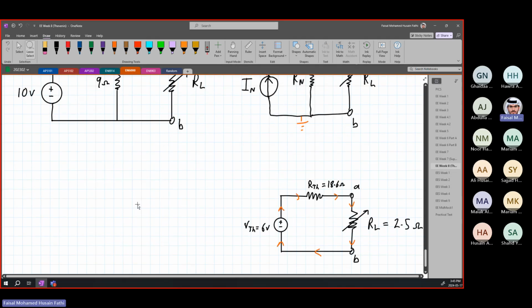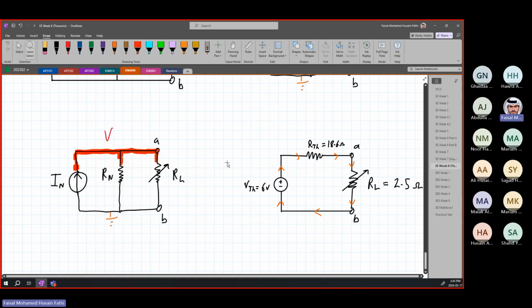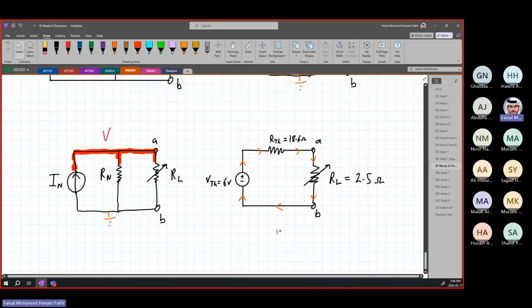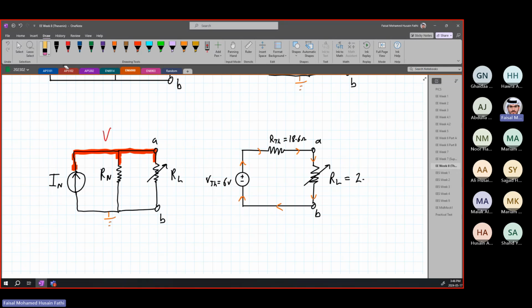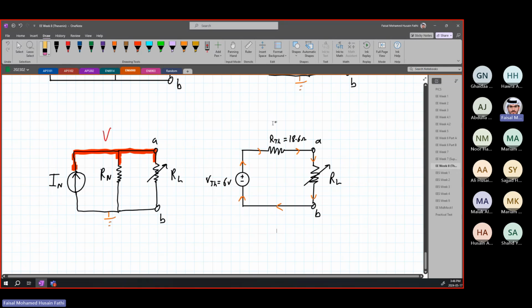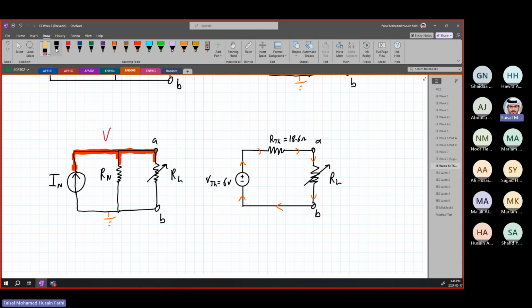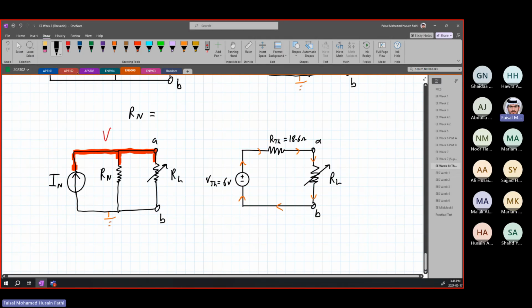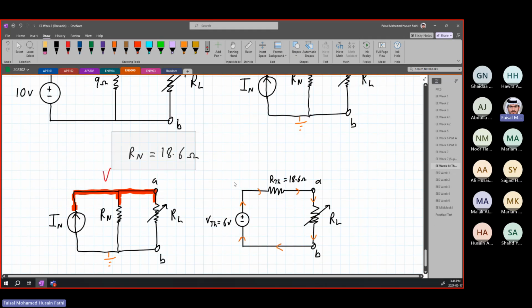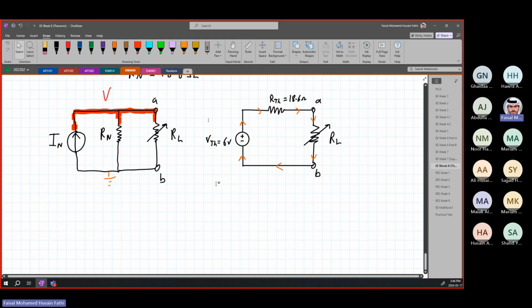Let me copy this down here and we'll put them side by side so we can compare. So I've already found the V Thevenin. We're not looking at our load, we don't care about the value. We found our R Thevenin earlier, which was 18.6. So we know that R Norton is also going to be equal to 18.6 ohms. As you can see, step 1 for R Thevenin or R Norton is going to be the exact same thing. You're going to be eliminating your sources to find R Norton or R Thevenin because they are equal. So it's the exact same first step.